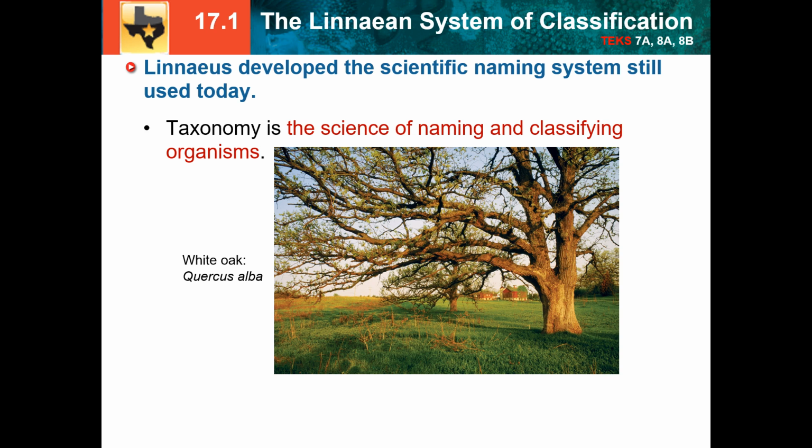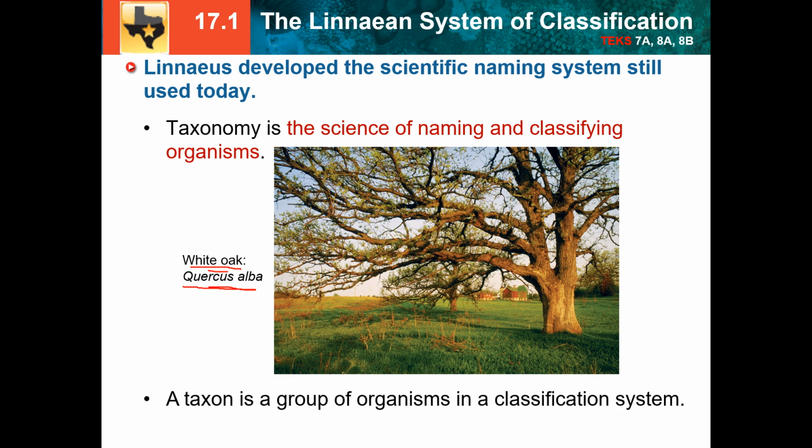So this tree right here is commonly called the white oak. Now, it makes sense, sort of, but there could sometimes be 5 different names for a certain animal or a certain tree. However, there's only one specific scientific name, and I'll do my best to pronounce it, Quercus alba.